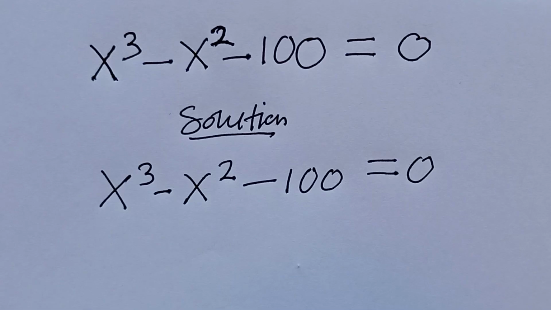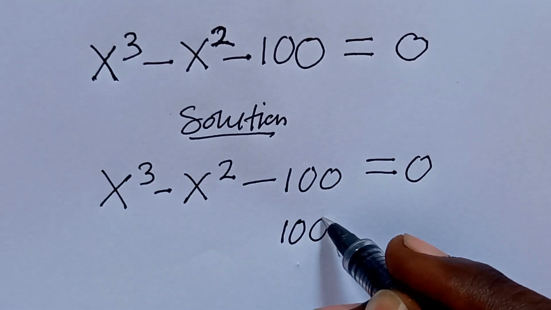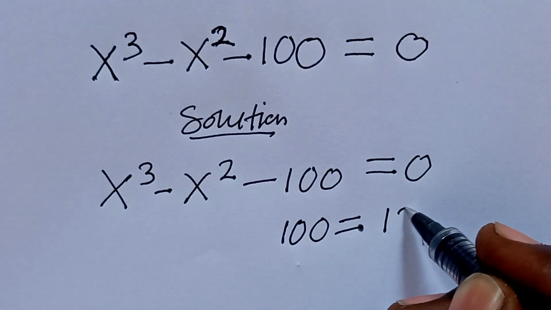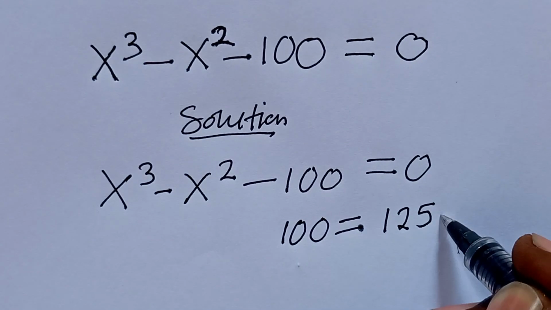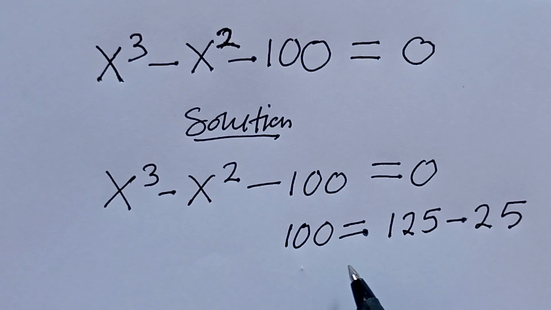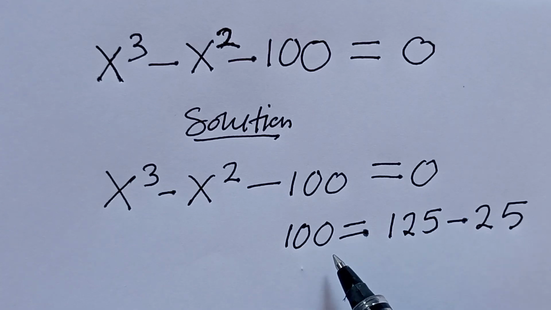Firstly, we would like to represent this in such a way that it will be easier for us to solve. So let's let our 100 be 125 minus 25, because when we subtract 25 from 125, we're going to have 100.